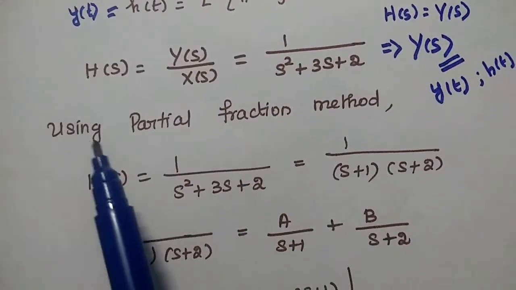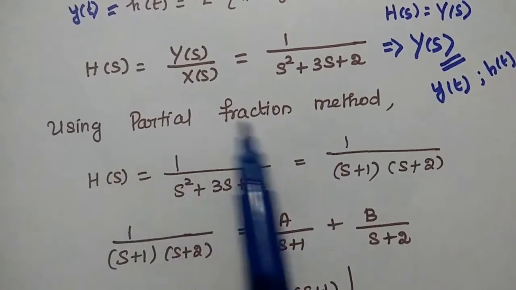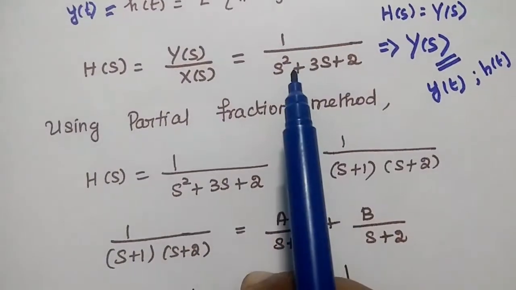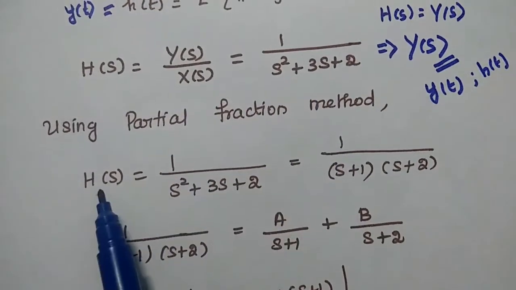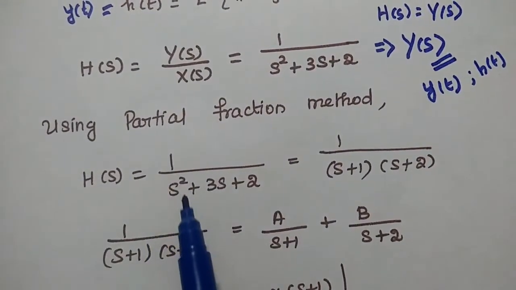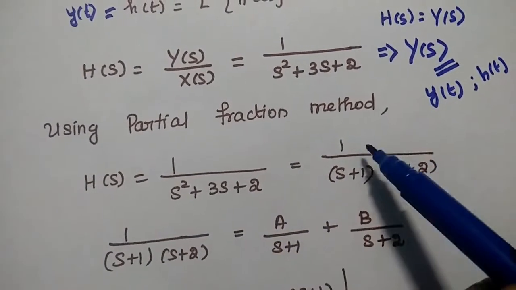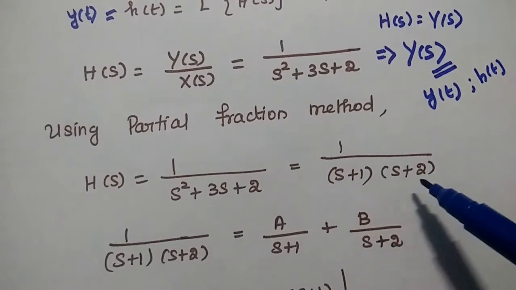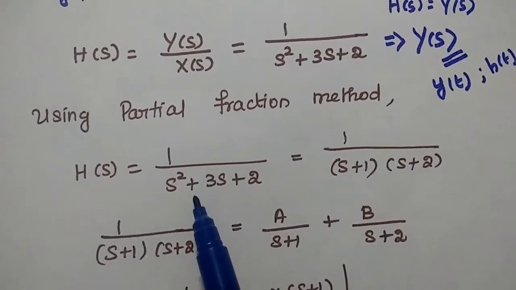Okay, so the first step for getting y of t is using the partial fraction method. We can find the roots of the equation in the denominator. So h of s is equal to what now? 1 divided by s squared plus 3s plus 2, which is also equal to 1 divided by (s plus 1) into (s plus 2). So these are the roots of the given equation, correct?